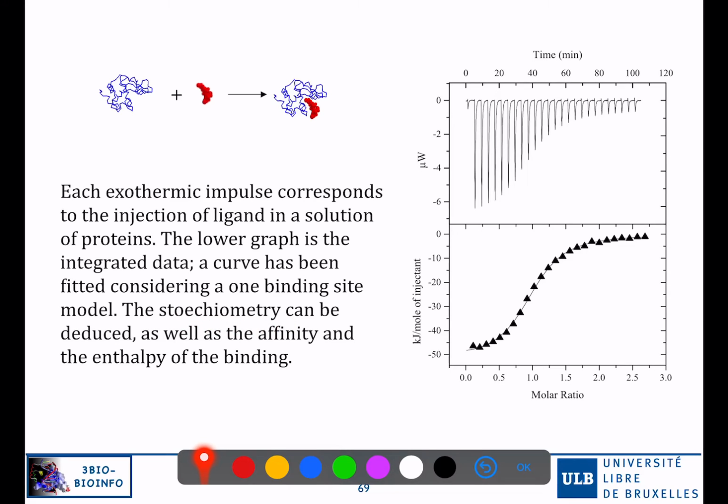So what do I mean by the stoichiometry of the interaction? You see in this example, you have one protein that interacts with one ligand, and you have one binding site here. So here the stoichiometry is one protein for one ligand. But in other cases, you could have two binding sites in the protein, and you could have an interaction between one protein and two ligands to form a complex of the protein and the two ligands. That's another stoichiometry. So that's for ITC.